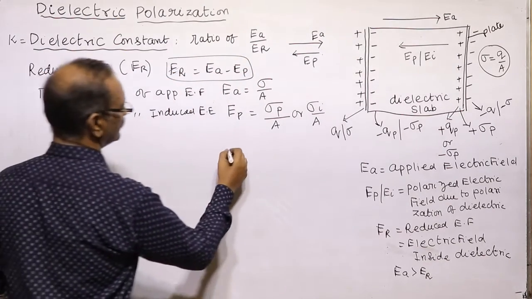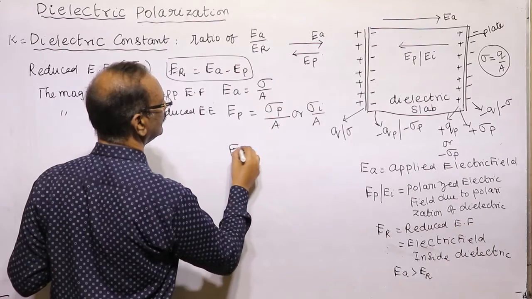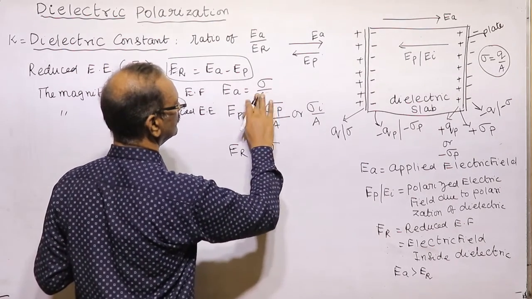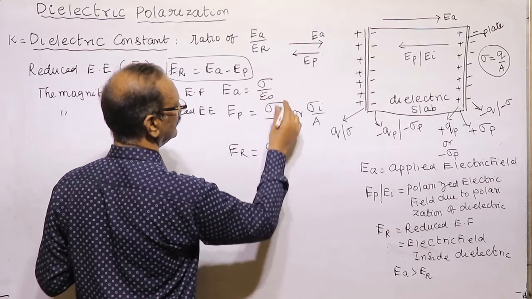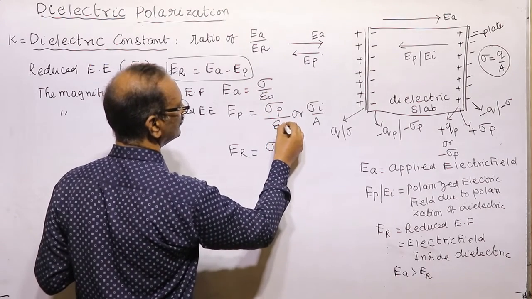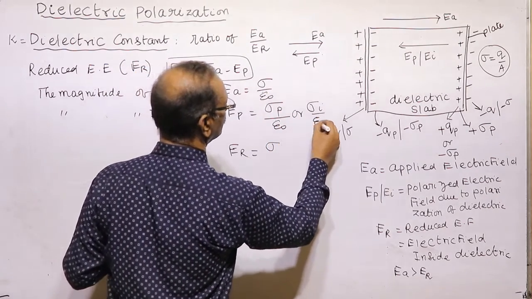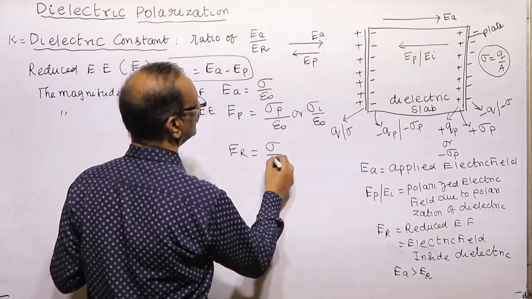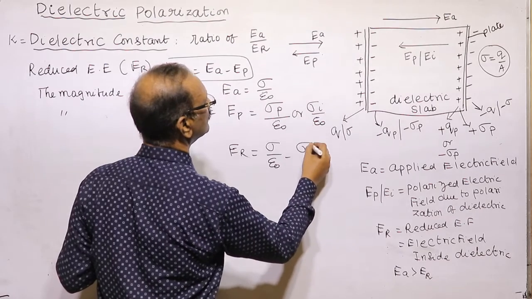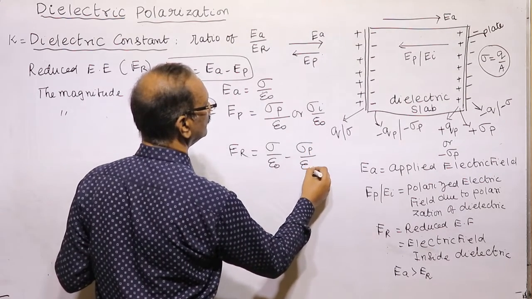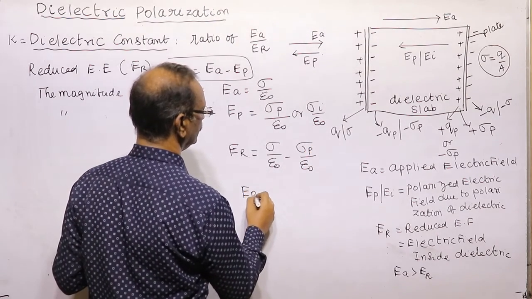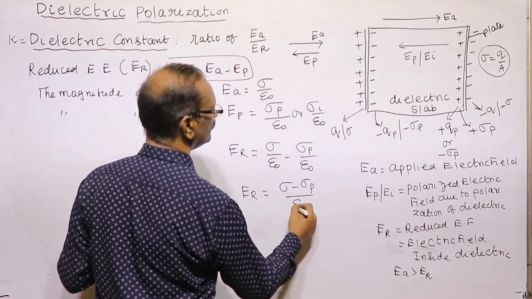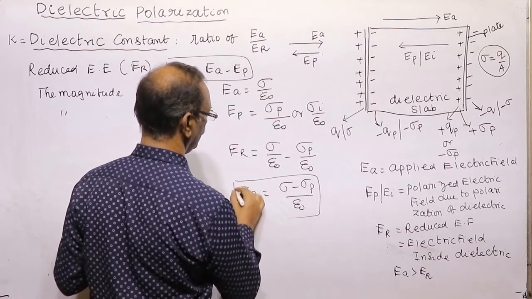Therefore, the reduced electric field is equal to E A minus E P. E A is equal to sigma by epsilon naught, this is the magnitude of the applied field. So E reduced is equal to sigma by epsilon naught minus sigma P, or sigma induced, by epsilon naught. So E reduced is equal to sigma minus sigma P by epsilon naught. This is the reduced electric field.